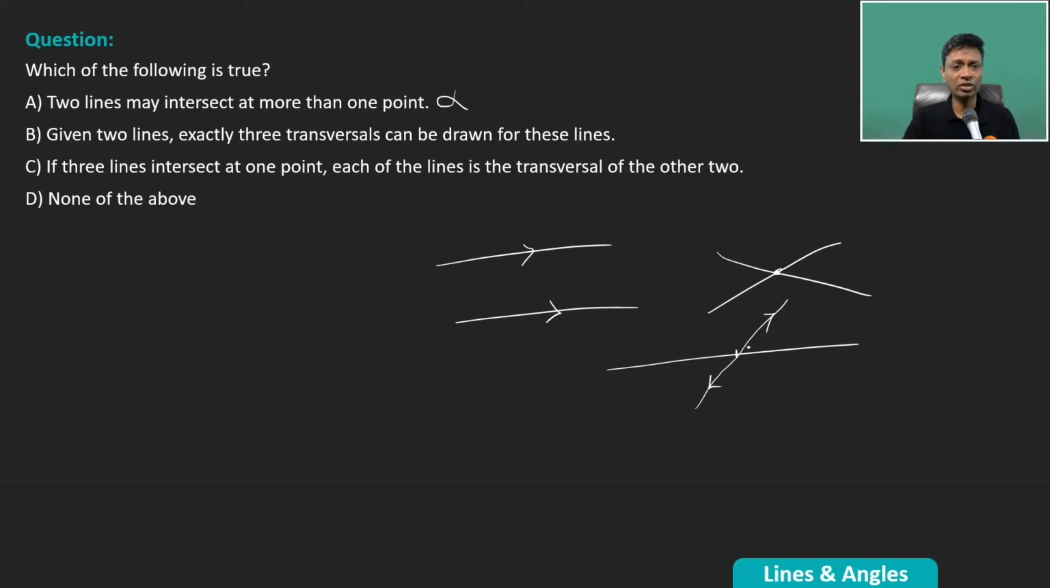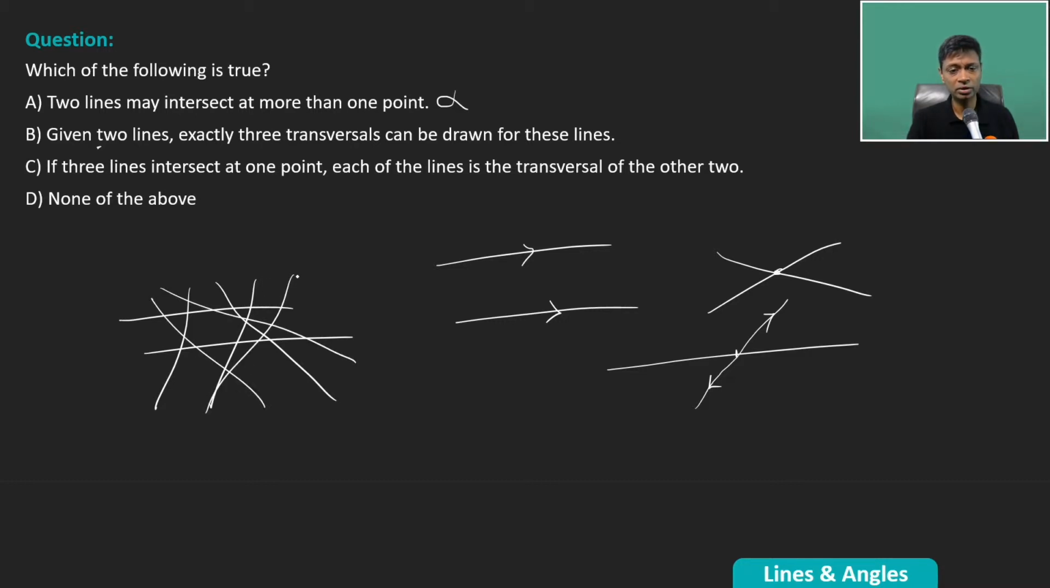Given two lines, I'm looking at statement 2 now, statement B. Given two lines, exactly 3 transversals can be drawn for these lines. Why? I can draw a 4th one, a 5th one, a 6th one, a 7th one, and a 17th one. Given two lines, you can draw any number of transversals.